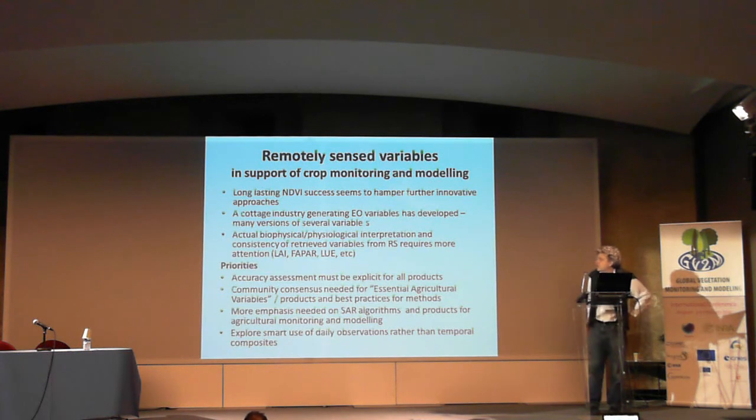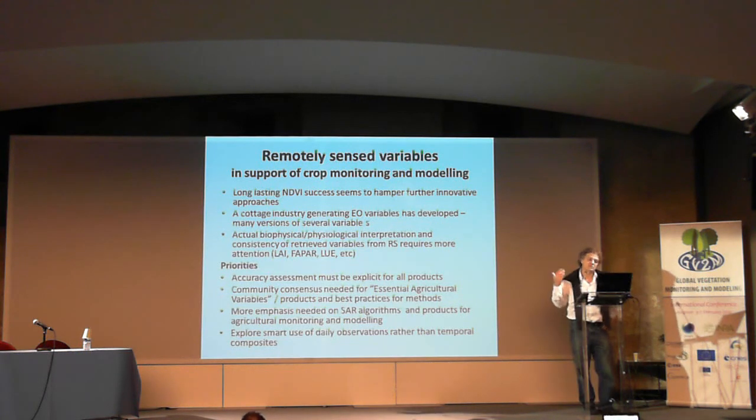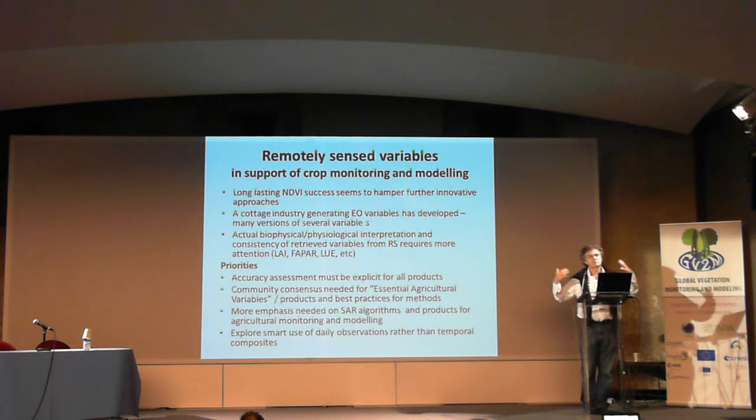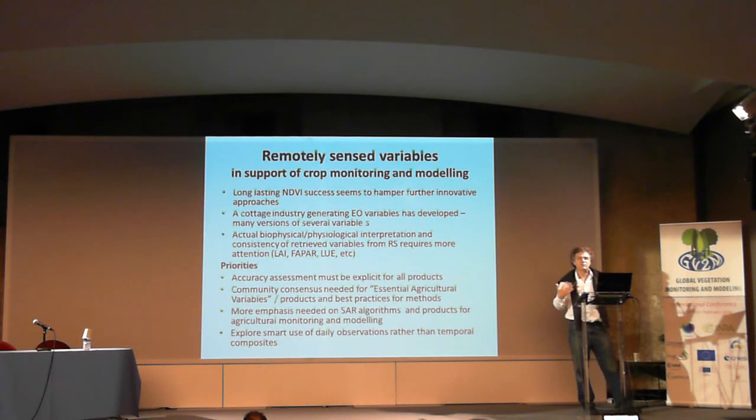So the priorities that we saw: accuracy assessment must be explicit for all products, obvious. Community consensus is needed for what we're calling essential agricultural variables. This is not climate variables, but it's the same kind of concept. It would be better if the community were working on one or two things rather than five different groups developing variables, and nobody knows how they fit together or which one you should use in which system. I think it's messy. So community consensus: after this open period of development and creativity, we need to get to something on best practices and methods.